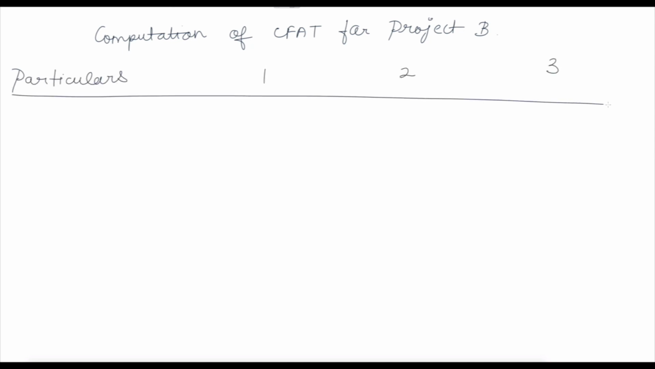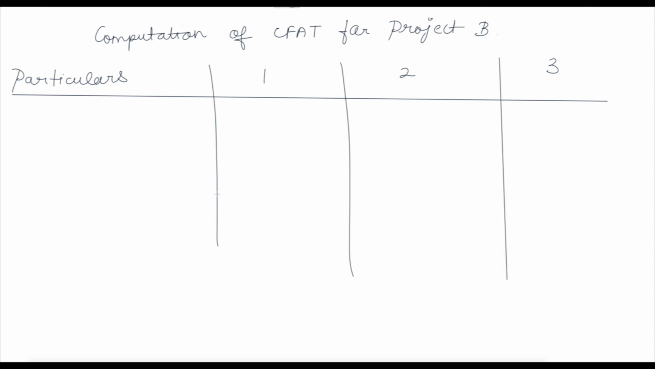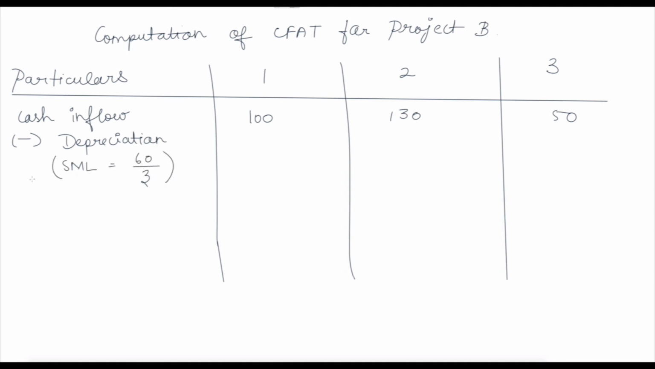So cash inflow is being given. So here one thing is to be noted: for project A the life period is 4 years. For project B the life is 3 years. So under depreciation, I'm just dividing the depreciation value, right? Cost of the asset divided by number of years, which is 3. So 60 divided by 3 is 20.